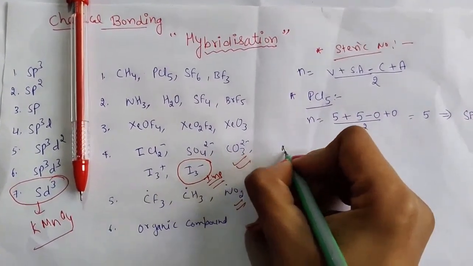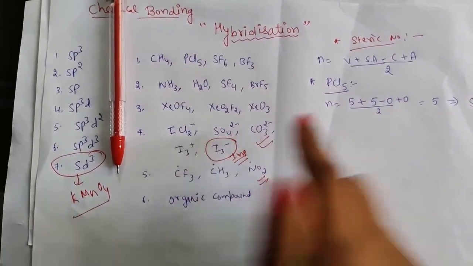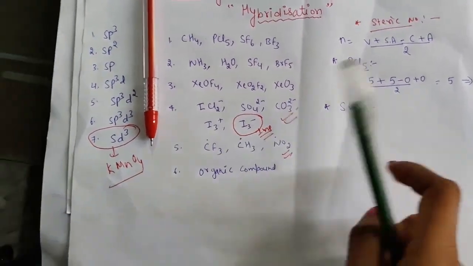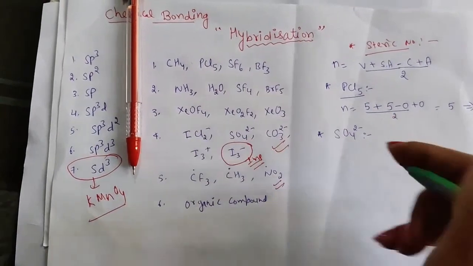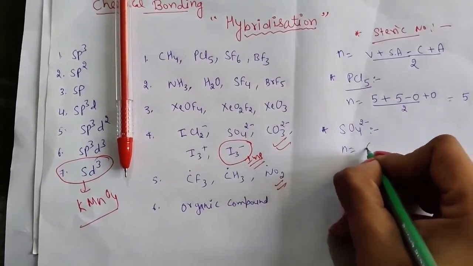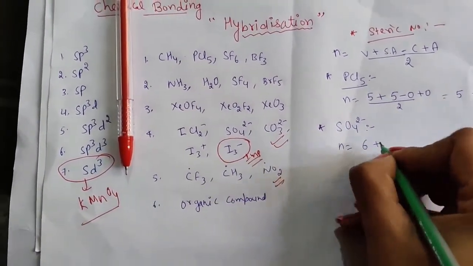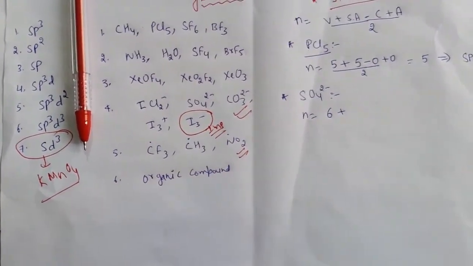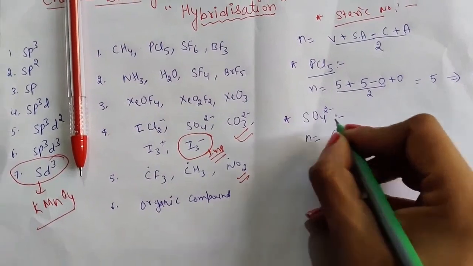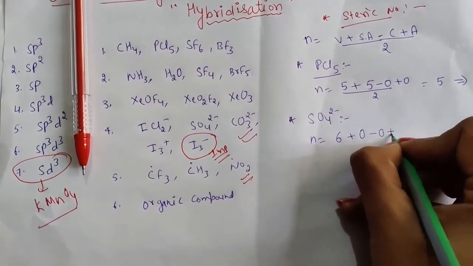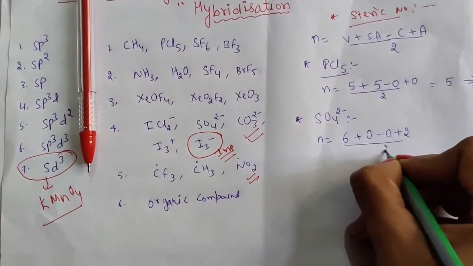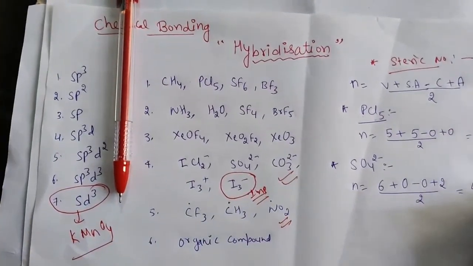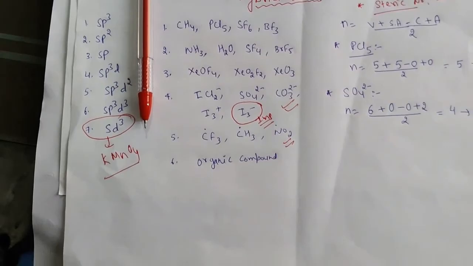Now I am starting with ions. For example, I am calculating for sulfate, SO4 2 negative. Who is the central atom here? Sulfur. Sulfur's valence electron is 6. Divalent atoms never contribute, or we can say the pi bond never contributes to hybridization, so it will be 0. Cation 0, anion 2, divided by 2. It will come 4. So for 4 it is sp3. So the hybridization of sulfate ion is sp3.